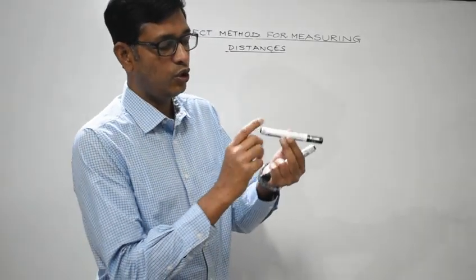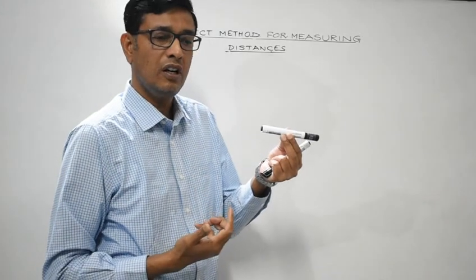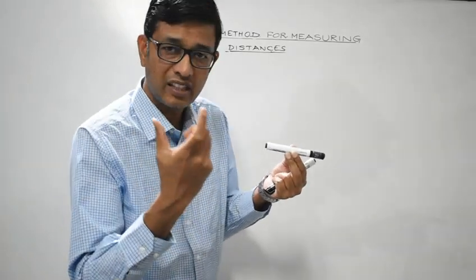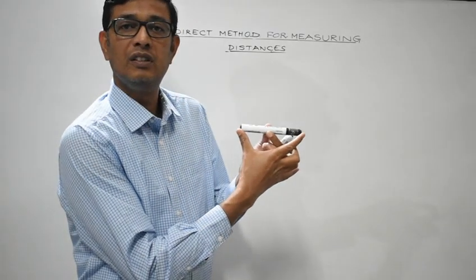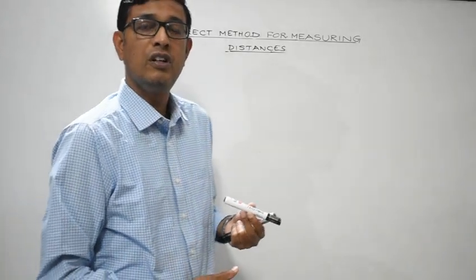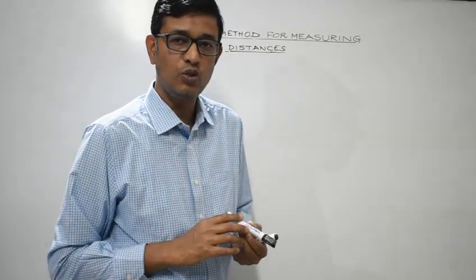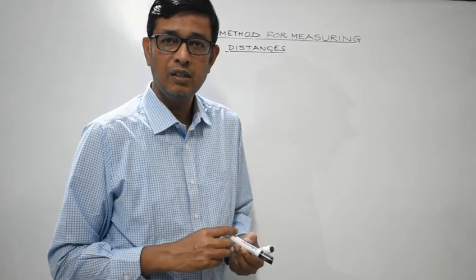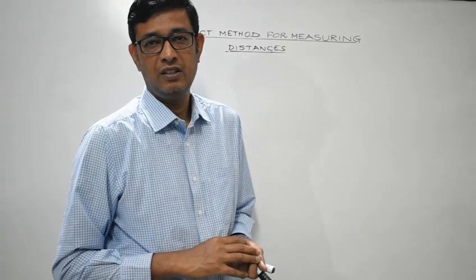Suppose I need to measure the length of this marker. So what I do is I'll make use of an instrument known as a scale, that is a ruler, so I can directly measure the length of this marker, isn't it? If I wish to measure the height of a room or the length, breadth, the dimensions of a room, then also I can simply make use of a direct method by using measuring tape.